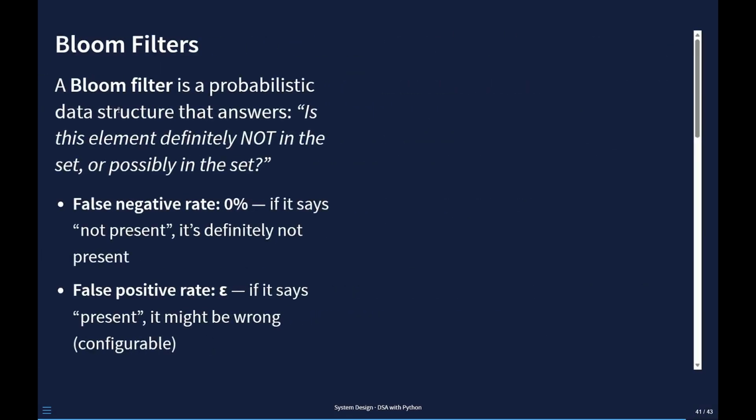The final data structure we need in your system design toolkit, the Bloom filter. A Bloom filter is a probabilistic data structure that answers one question with remarkable efficiency. Is this element definitely not in the set, or is it possibly in the set?